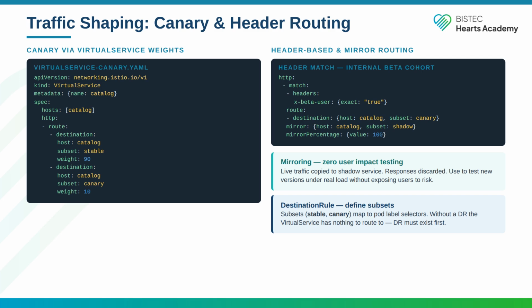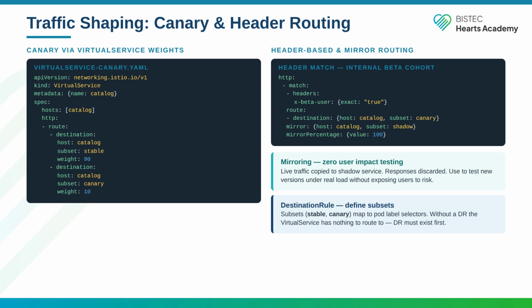This is ideal for internal validation. Route your own team's traffic to the new version before exposing it to all users. Mirroring copies live traffic to a shadow service and discards the responses. The primary caller receives the stable response. The shadow receives a duplicate of the request and does whatever it wants with it. Use mirroring to test a new version under real production load without any user-visible risk.